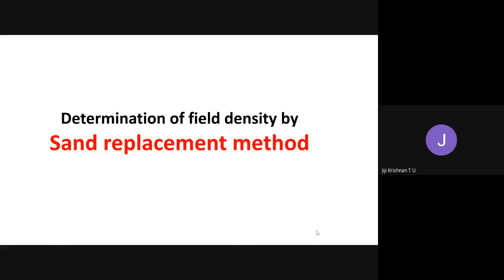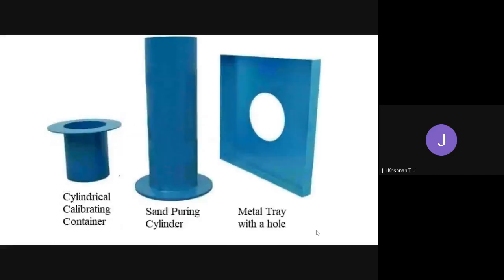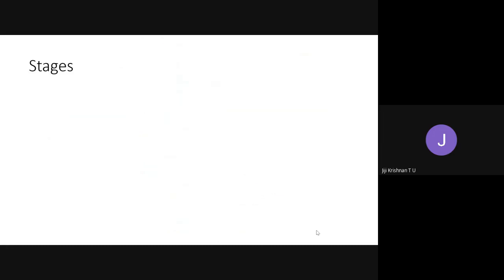Determination of field density by sand replacement method. These are the things that we will be needing for the test: cylindrical calibrating container, sand pouring cylinder, metal tray with a hole. There are three stages in which we are conducting this.